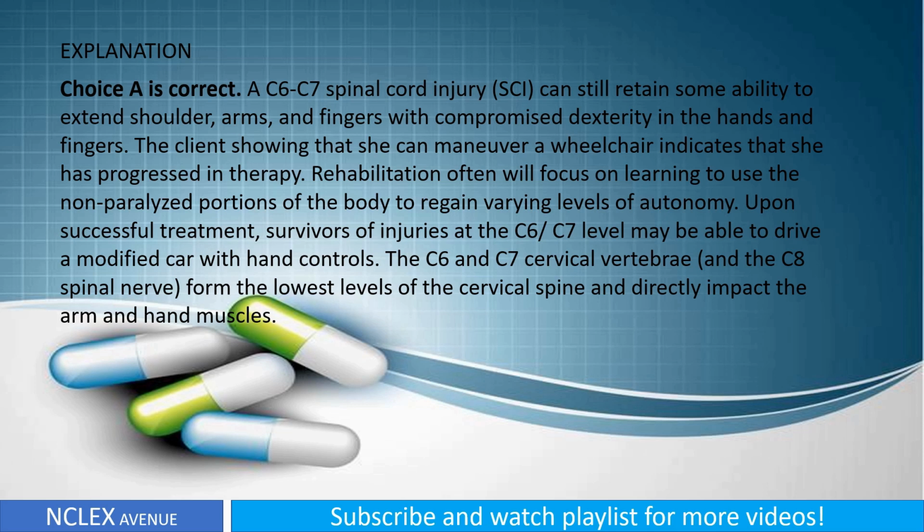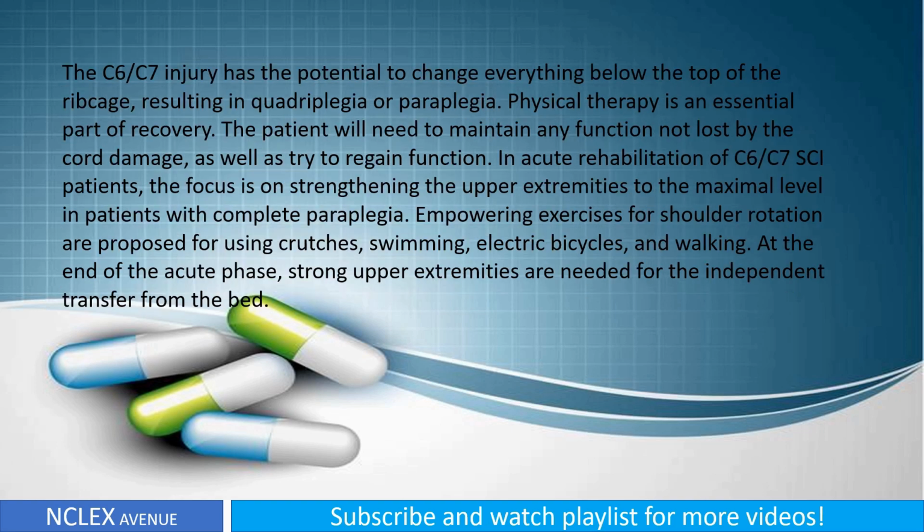Upon successful treatment, survivors of injuries at the C6/C7 level may be able to drive a modified car with hand controls. The C6 and C7 cervical vertebrae and the C8 spinal nerve form the lowest levels of the cervical spine and directly impact the arm and hand muscles. The C6/C7 injury has the potential to change everything below the top of the ribcage, resulting in quadriplegia or paraplegia.